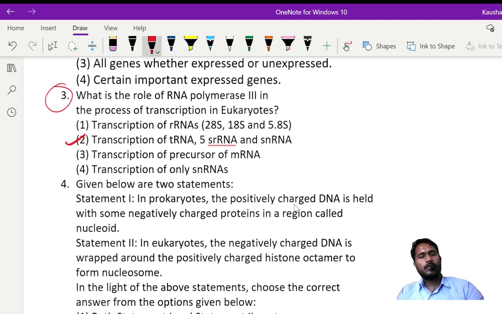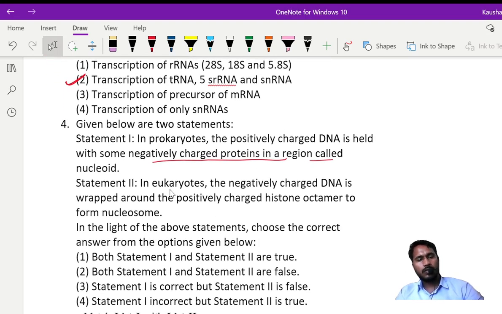In prokaryotes, positively charged DNA is held with some negatively charged protein in the region called the nucleoid. So the same concept is there. The nucleosome concept, the histone concept is there. So this is also an important concept. Histone and nucleosome, they are asking at least the third time.